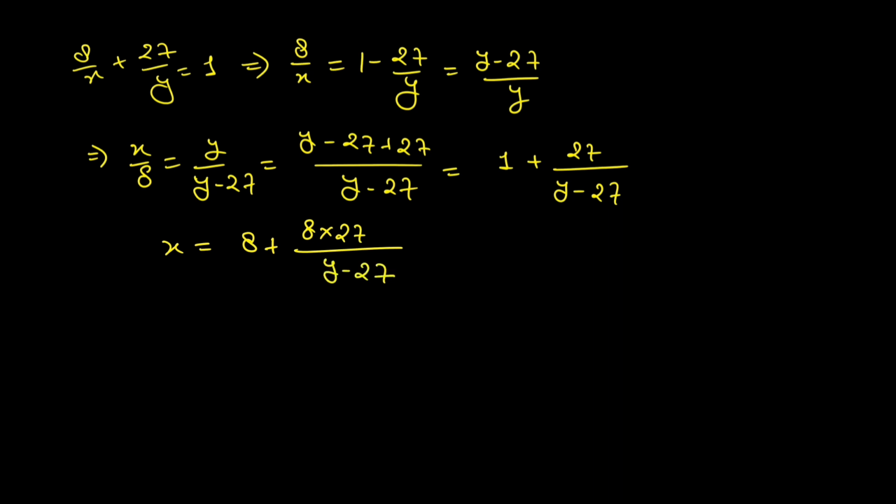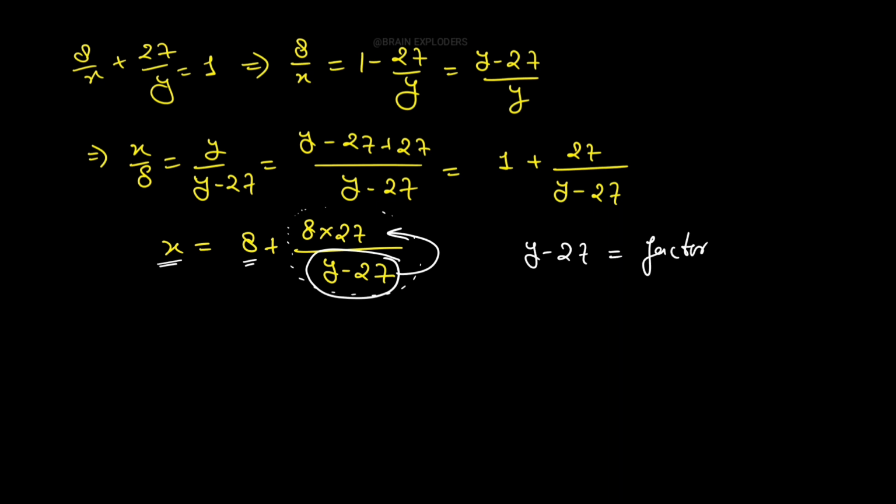Now if we need the integral solutions, then this x must be an integer. Here 8 is an integer, and if we can somehow get this fraction as an integer also, then we will get x as an integer. Now if this denominator can divide this numerator, then we will get integral solutions of our equation. Means y minus 27 should be a factor of 8 times 27, right? So if we can find the number of factors of 8 times 27, we can get that number of values of y minus 27, and for each such value we will get one corresponding value of x also, and those will give us the number of integral solutions. I'm not talking about positive integral solutions. I'm talking about only integral solutions including both negative and positive.